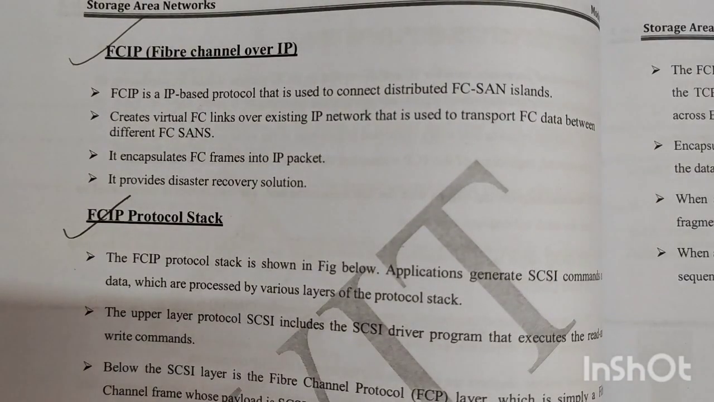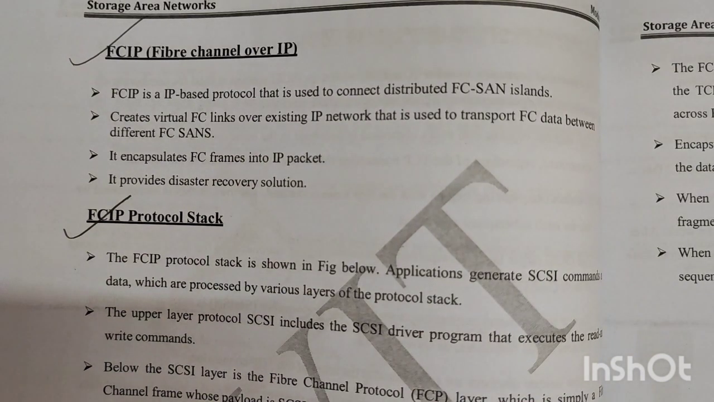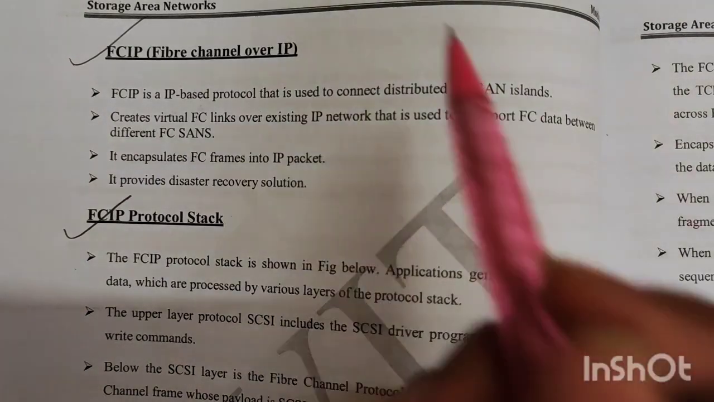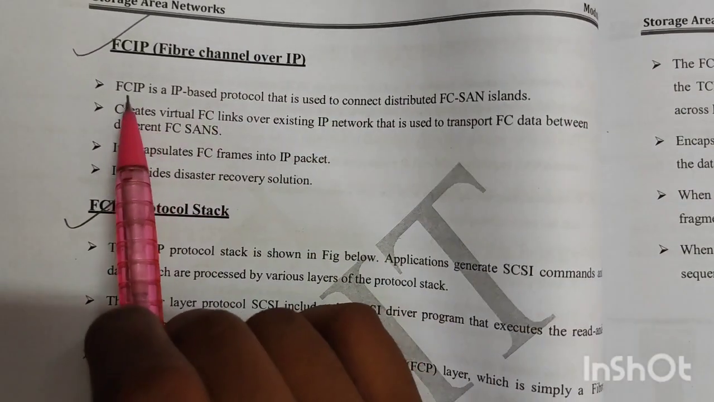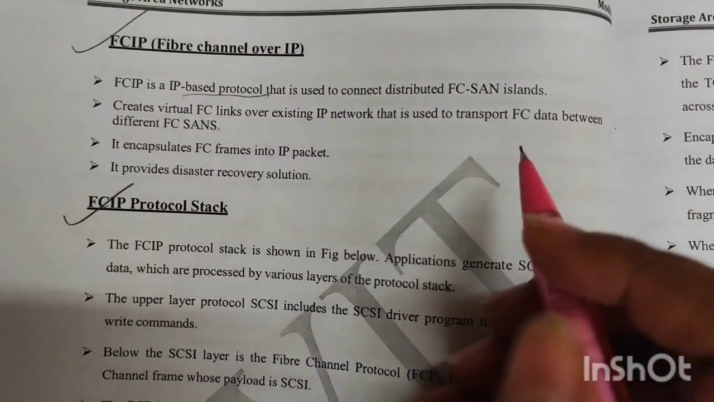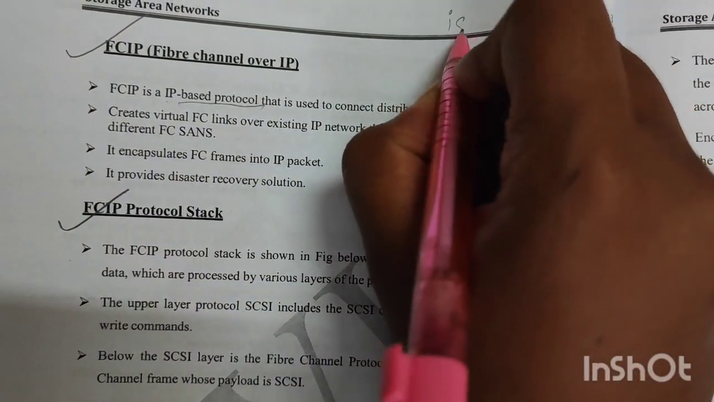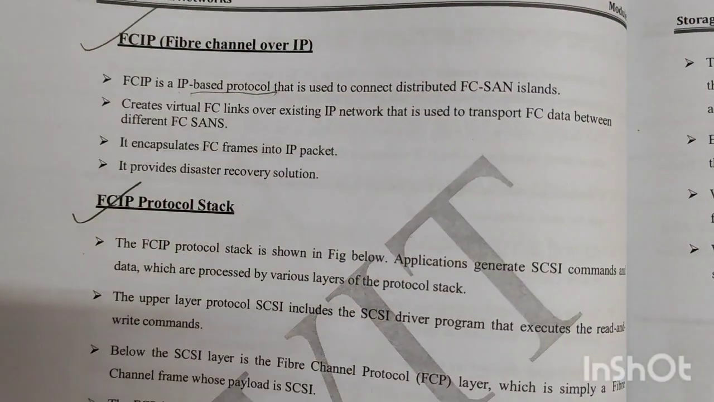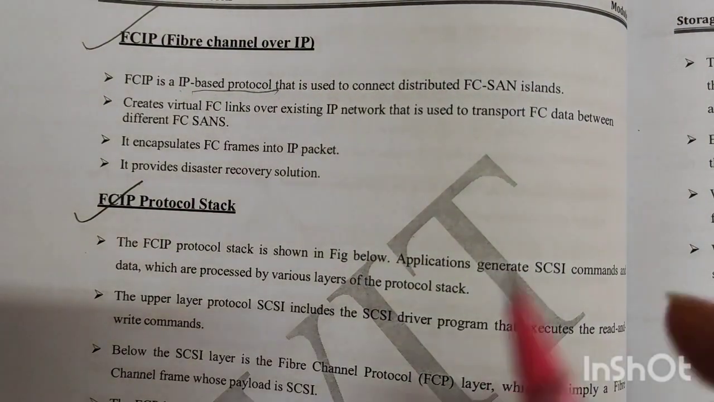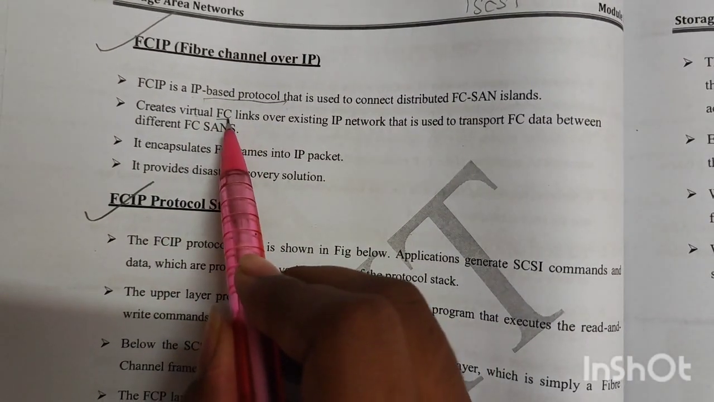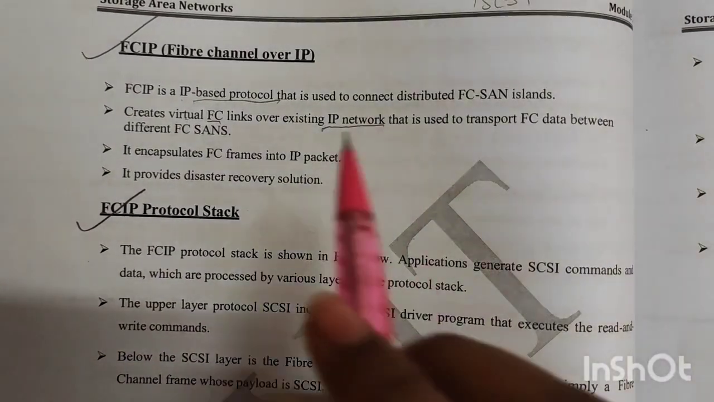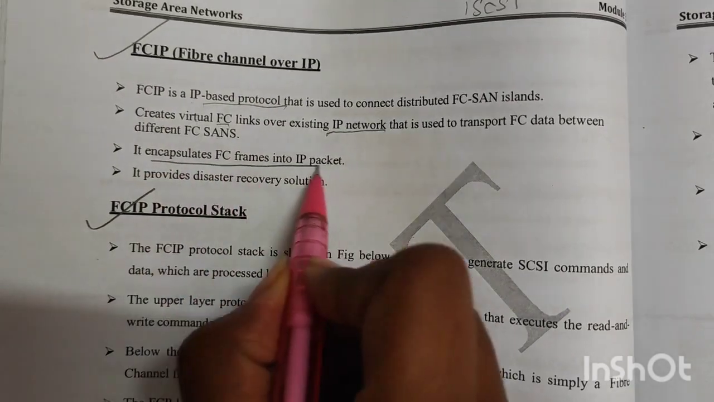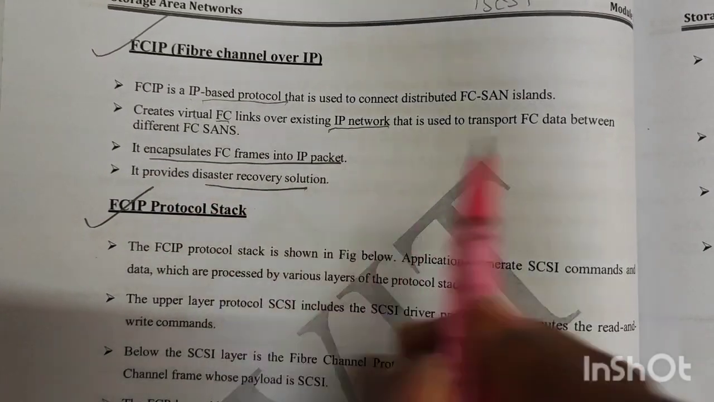And with that, other than the NAS topic, the last question we have is FCIP and the FCIP protocol stack. So what is FCIP? That is Fibre Channel over IP. FCIP is an IP-based protocol. Both your iSCSI and your FCIP are IP-based protocols, and this creates a virtual Fibre Channel over an existing IP network that's used to transport SCSI data between different FC SANs. It encapsulates FC frames into IP packets. This provides a disaster recovery solution.